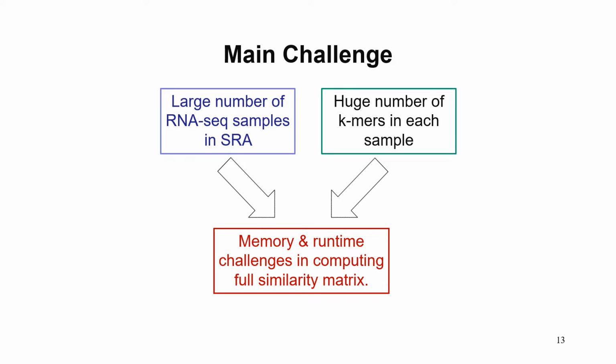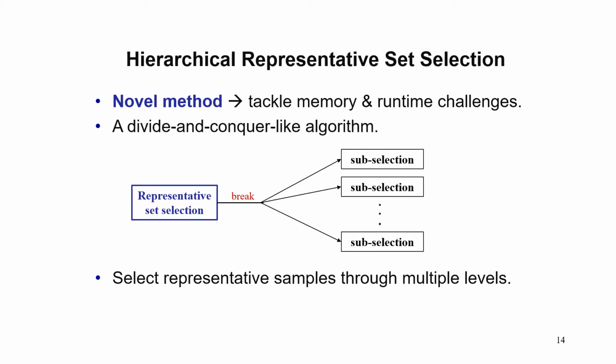Because of the large number of RNA-seq samples in the SRA and the huge number of K-Mers in each sample, there are memory and runtime challenges in computing the full similarity matrix. To tackle this challenge, we developed a novel method called hierarchical representative set selection. It is a divide and conquer-like algorithm that breaks the representative set selection into subselections and selects representative samples through multiple levels.